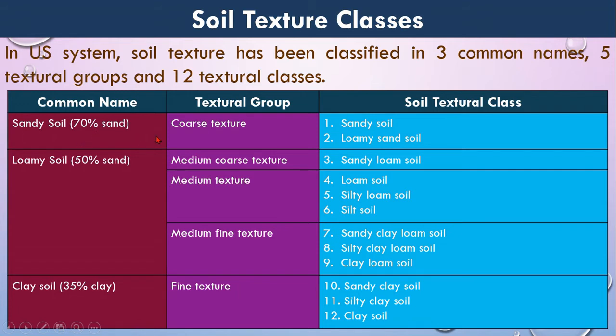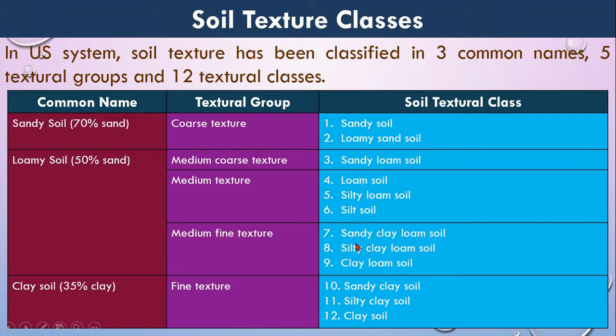First one is the common name sandy soil, 70% of sand, where the textural group is coarse texture, and their soil texture classes are sandy soil and loamy sand soil. Second one is the common name loamy soil. The textural group is medium coarse texture, where the class is sandy loam soil. Next one is medium texture, where there are 3 classes: loam soil, silt loam soil and silt soil.